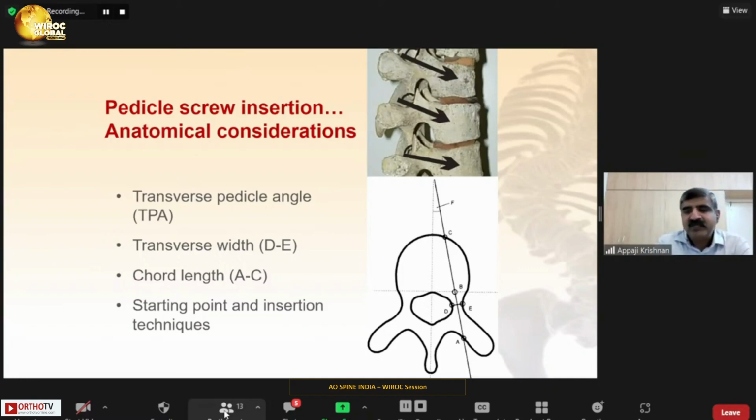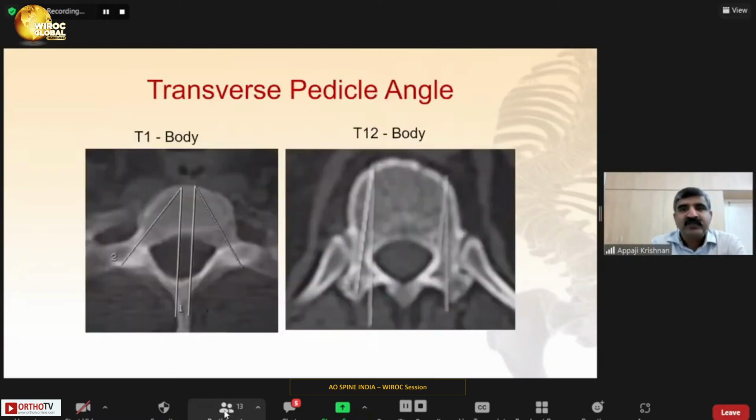The entry point and other things are slightly different from lumbar pedicle screw. As I told you, the transverse pedicle angle, which is the angle between the transverse midline and the pedicle, is widest at T1 and narrowest at T12. In fact, at T12, sometimes you can even have a negative 5 degrees rather than a positive angle converging inward. So you should be aware of these angles when you start inserting the pedicle screw.